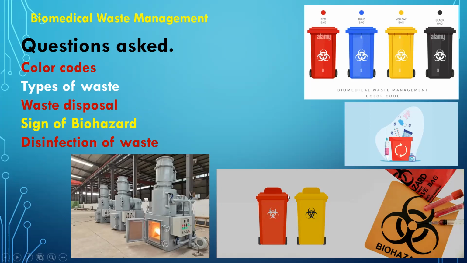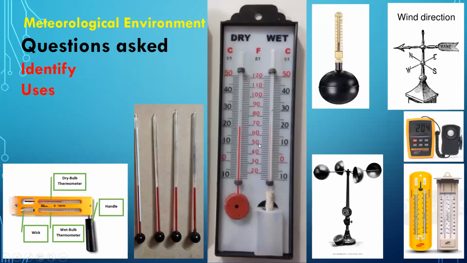Then waste disposal, in that they have the steps like segregation, minimization, collection, disposal, transport; they may ask you all the steps. Then they may display this sign, which is called the biohazard sign. You have to name this sign. And disinfection of the waste, like vomitus, or if there is stool from diarrhea, how the disinfection will be done. Sometimes they ask you to define disinfection also.